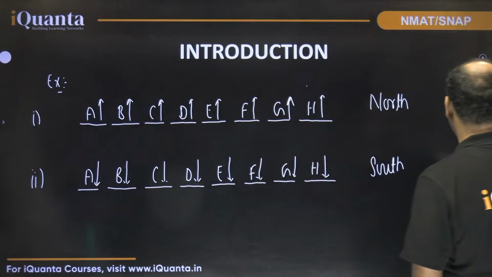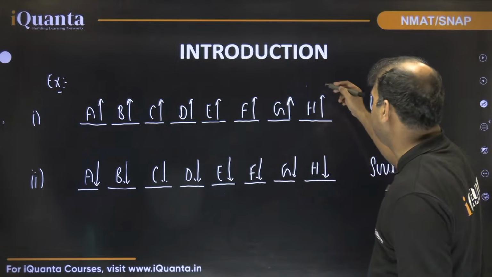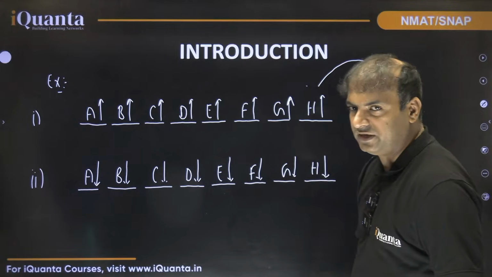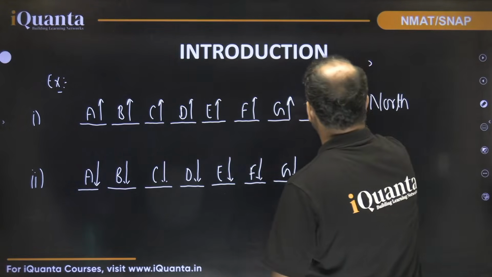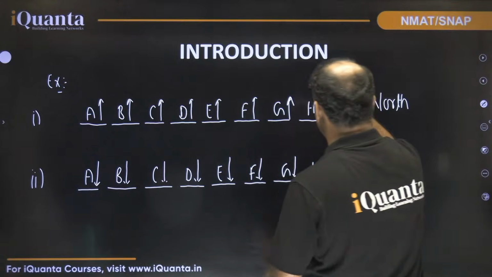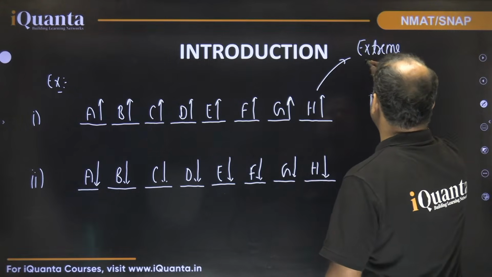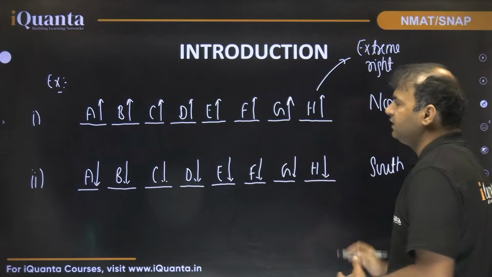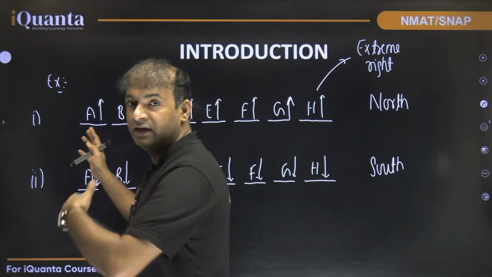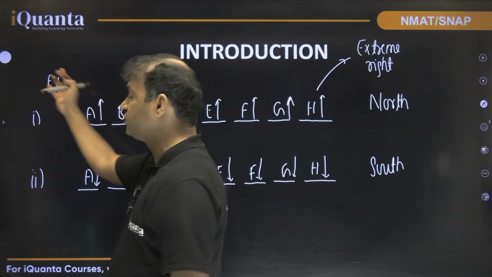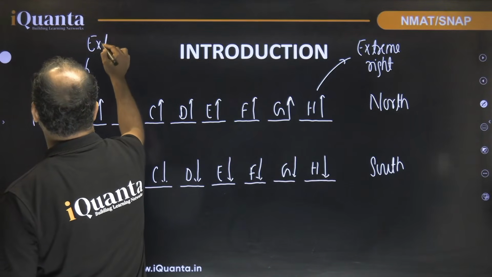Now guys, in the first case, look at H. H is facing north, obviously. So how many people are to the right of H? There is no one. We can just say that there is no one sitting to the right of H. So this place is extreme right, because there is no one to the right of H. And for the same reason, with respect to A, there is no one to the left of A. So this place is called the extreme left place.